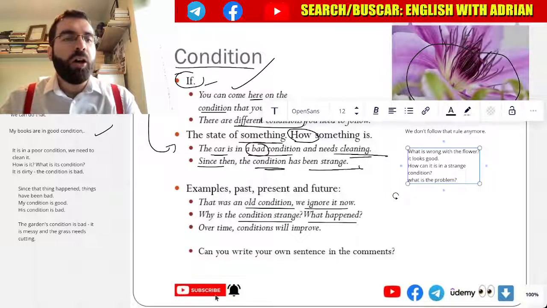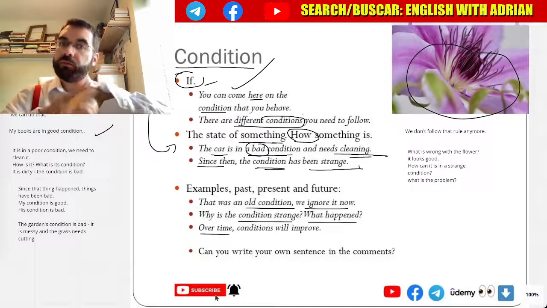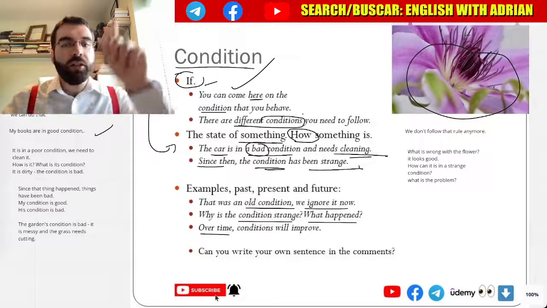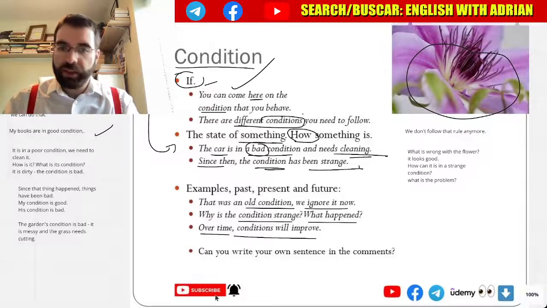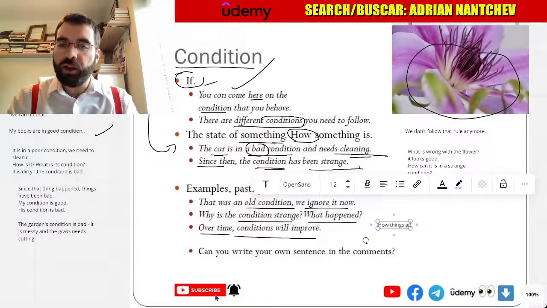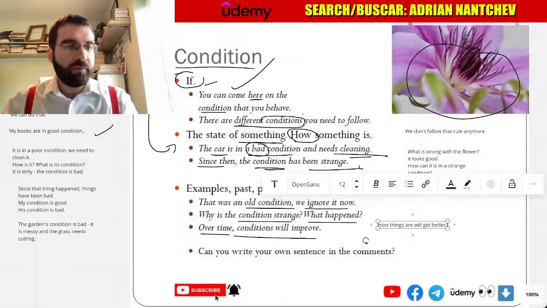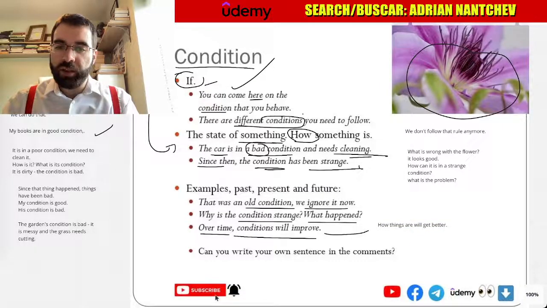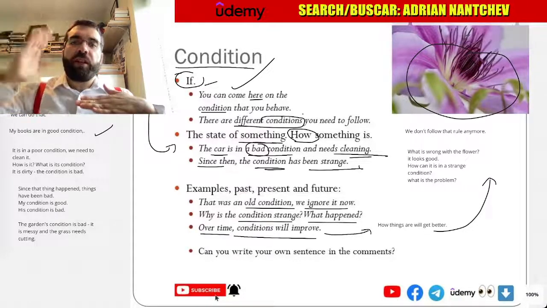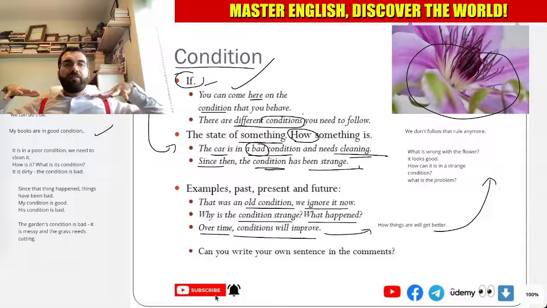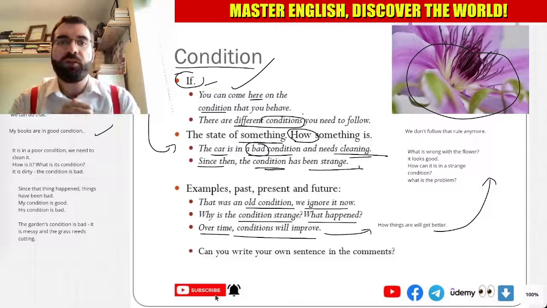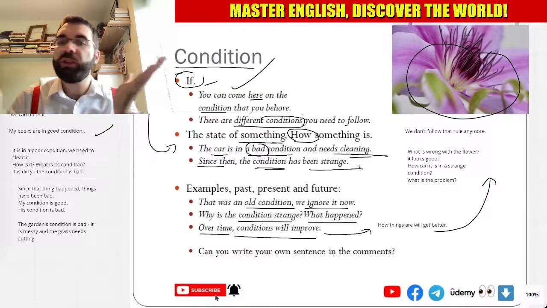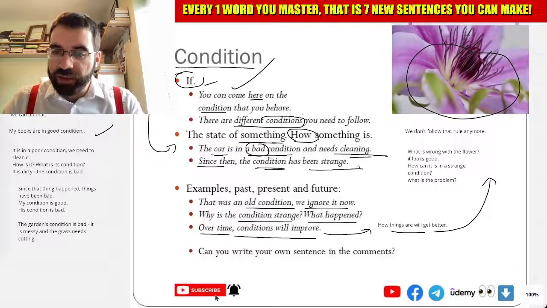Over time, conditions will improve. How things are will get better. They'll improve. The situation we're in, the lifestyle, the restrictions, the things we have to abide by will get better. Things will improve.